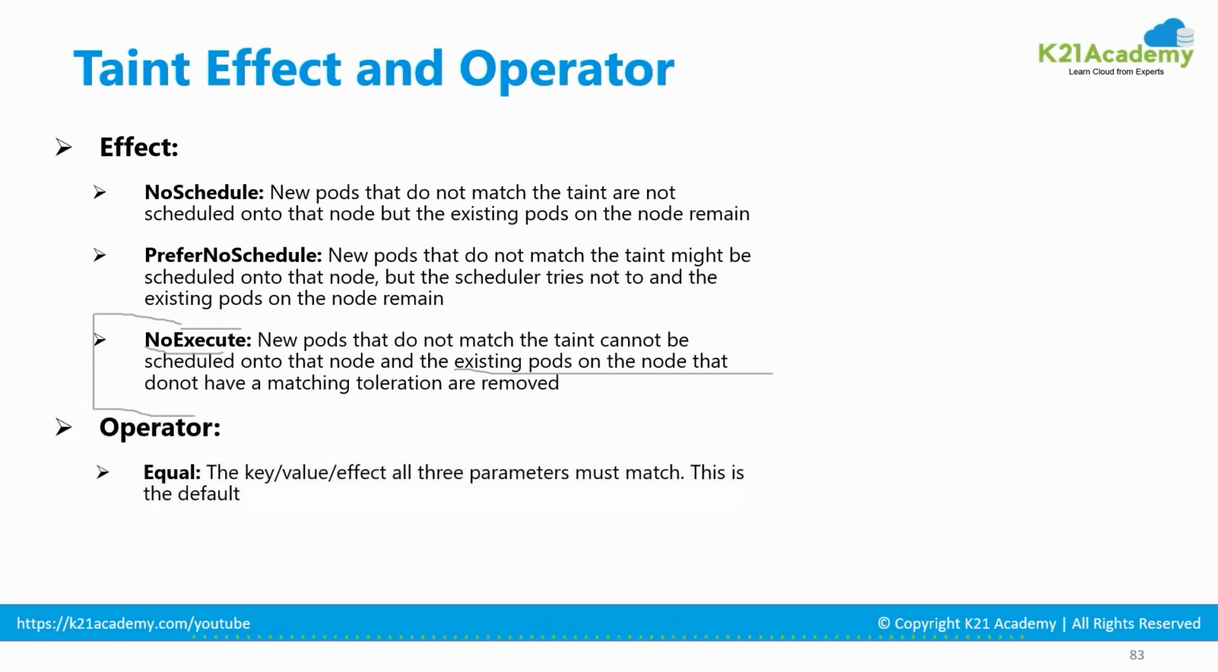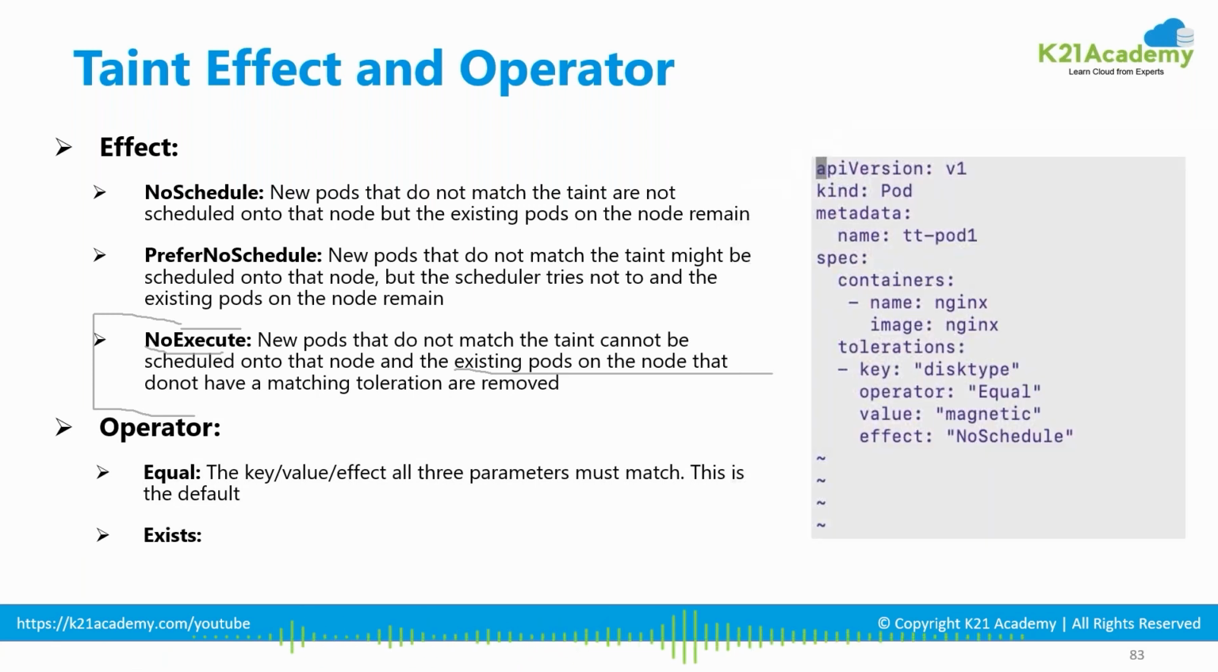There are operators now: Equal and Exists. These two operators are there. With Equal, the key, value and effect, all three parameters must match. This is the default value. So the key is disk type, value is magnetic and effect is NoSchedule. If all three of these match, then only that toleration will take effect. Otherwise it won't. The pod will get deployed on the particular tainted worker node if this toleration definition is defined inside the pod manifest.